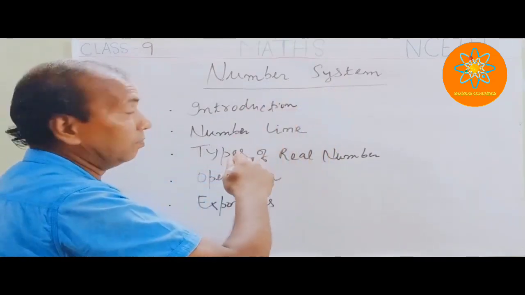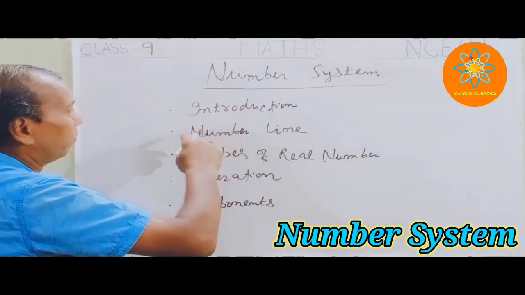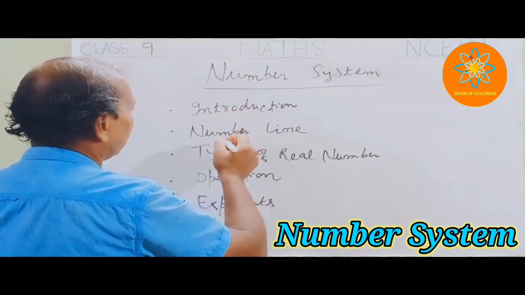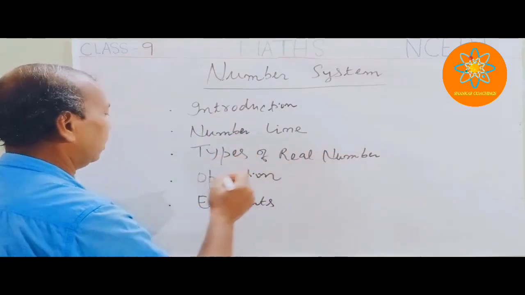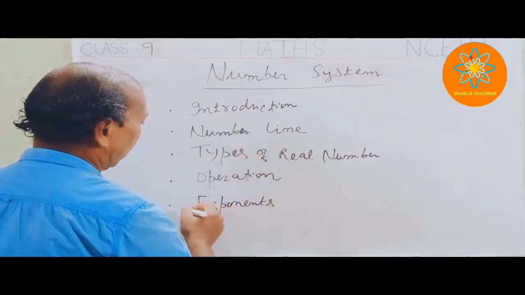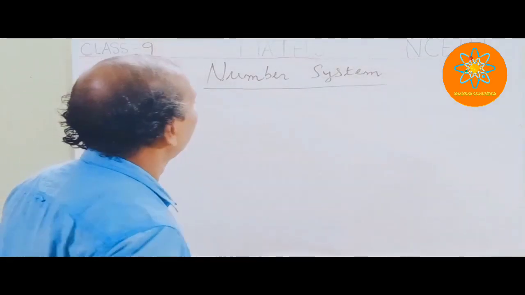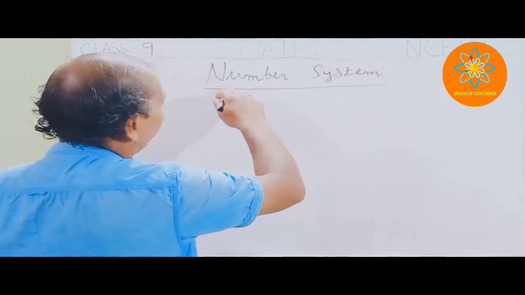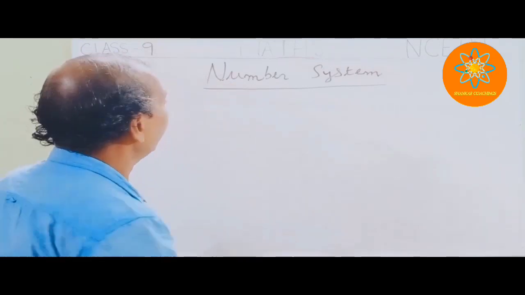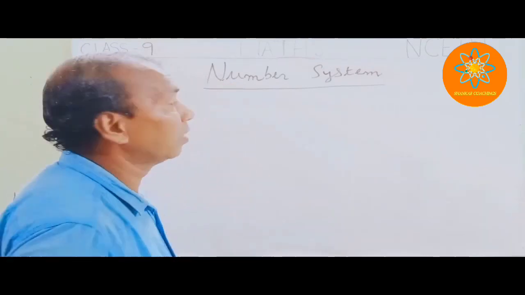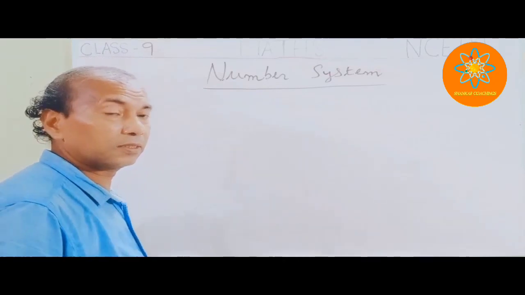In the number system, we study one by one all these topics: introduction, number line, types of real number, operations, and exponents. Now, introduction of the number system. In this number word is there. So first of all we will see what are the types of numbers.